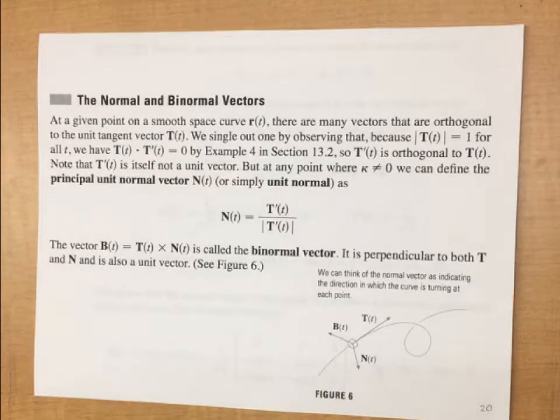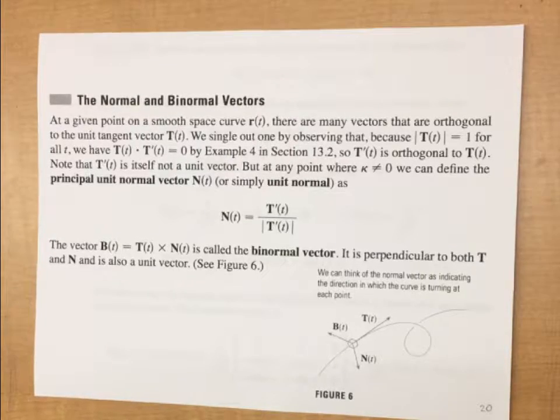And so the normal and binormal vectors: at a given point on a smooth curve in space, r of t, there are many vectors that are orthogonal to the unit tangent vector T of t. We single one out by observing that because the magnitude of T of t equals 1 for all t, we have T of t dot T prime of t equals 0. So T prime of t is orthogonal to T of t.